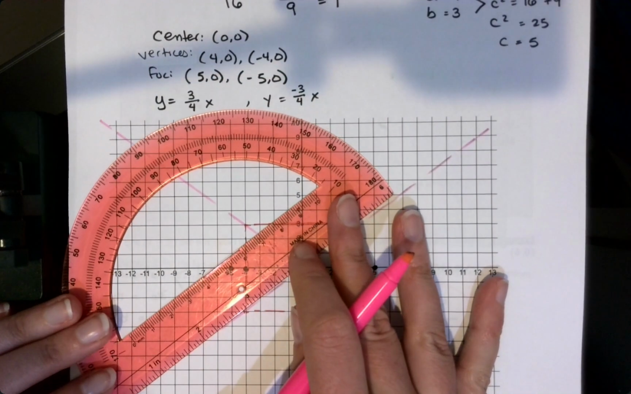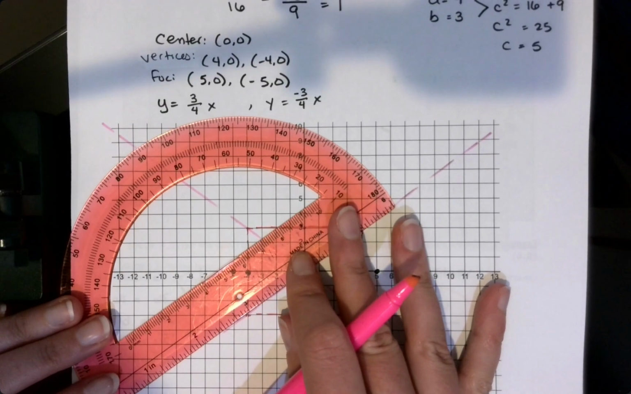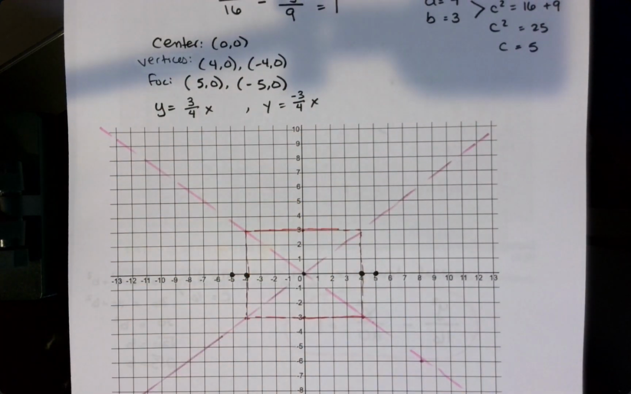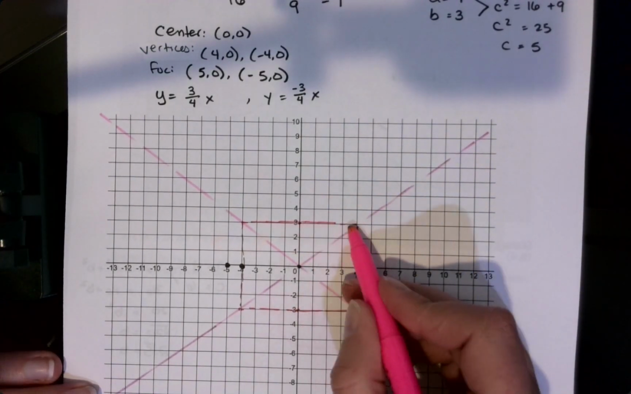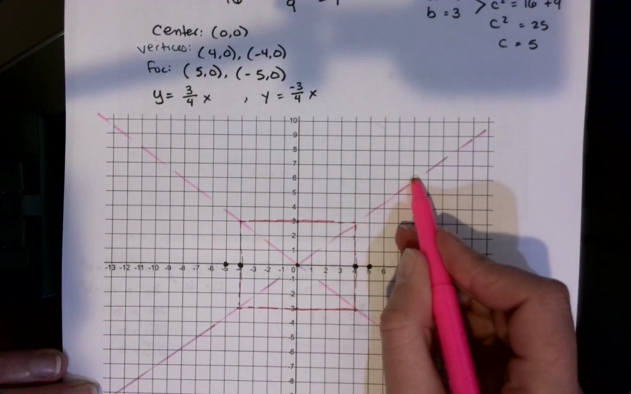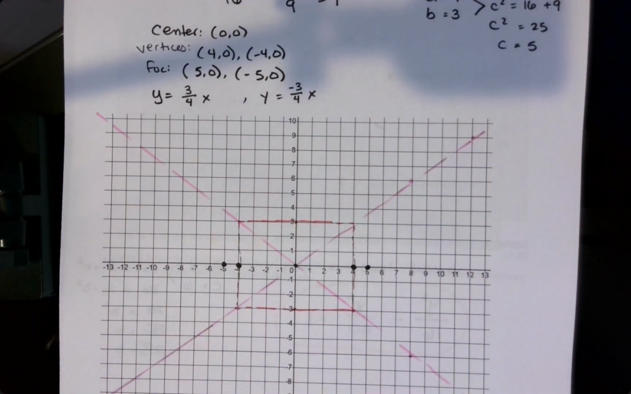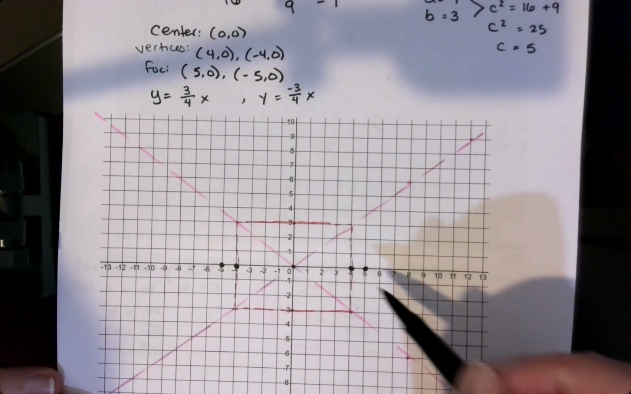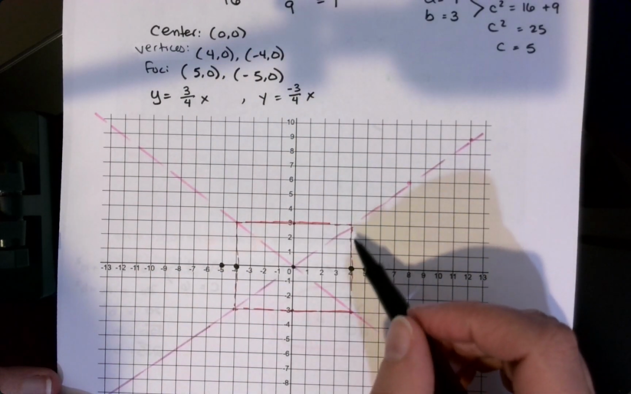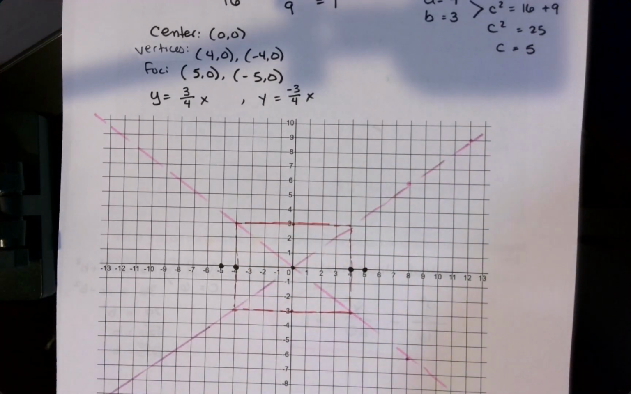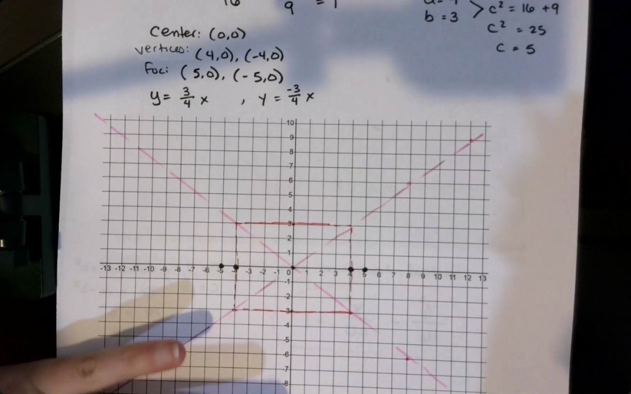I can also just use slope and intercept to get this line drawn. And again, I can see up 3 over 4, up 3 over 4, up 3 over 4. That's my line with slope positive 3/4. Okay, so I've graphed my center, my vertices, my foci. I've used my conjugate and transverse axes to help me draw my asymptotes, or I could have just drawn them with slope and intercept. That works too.